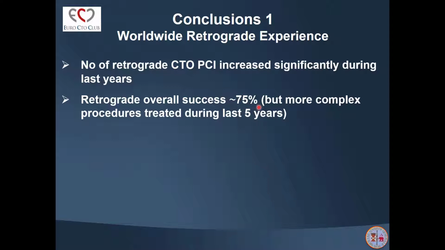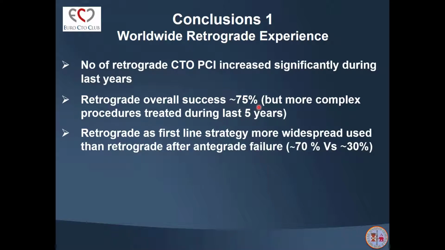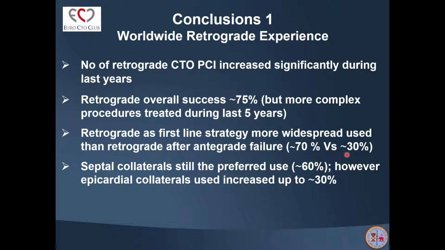And this is, in our EuroCTO club experience, 30% of the time. Septal collaterals are still the preferred use, 60%. However, epicardial collaterals use is increasing up to 30%, especially in the last few years because of the new wires like SUOH and Sion wires. We have to say that as compared to the past, as in the presentation of one of my first retrograde approaches I showed you in 2005, less and less contrast and radiation exposure are used, and this is something very important.